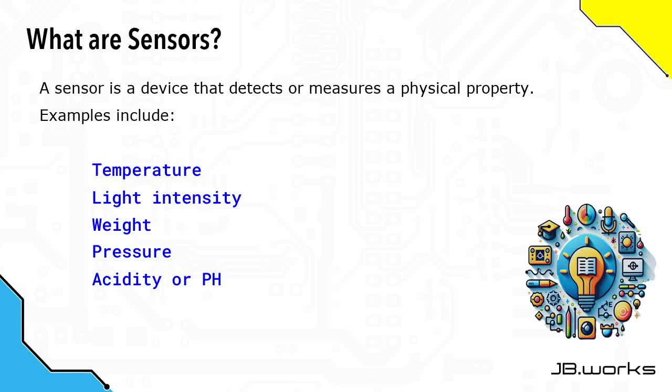So physical properties, for example, can include things like temperature, for how hot something is or how cold something is. Light intensity, so how bright an object is. An object's weight, how much it weighs. Pressure, for example, tire pressure, atmospheric pressure. And finally, you've got things like acidity, or how acidic or alkaline something is. So essentially, sensors are devices that detect and measure physical properties of things.